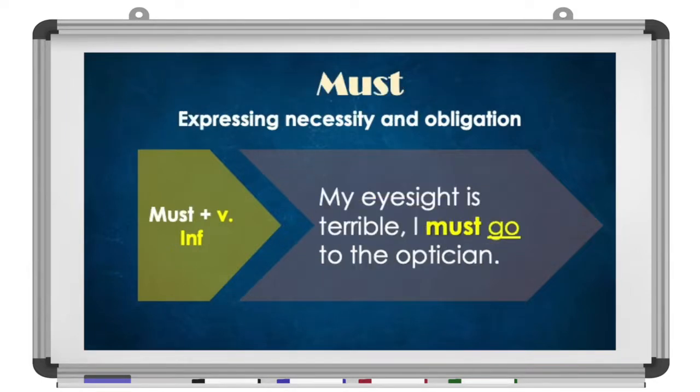Must. Must is used to express necessity and obligation as well. My eyesight is terrible. I must go to the optician. Now, must here is showing me how important this thing is, and how necessary this thing is. And just like the rest of the modal verbs, the verb after must comes in the infinitive.